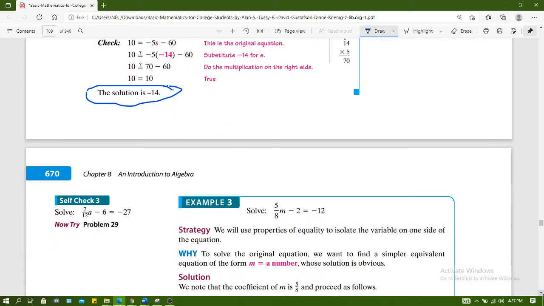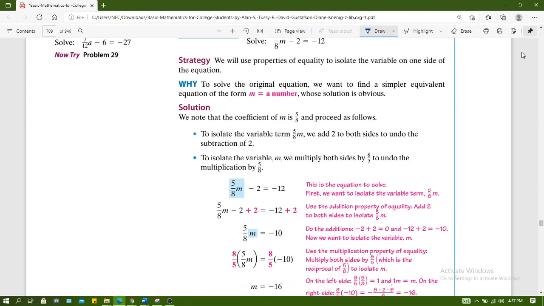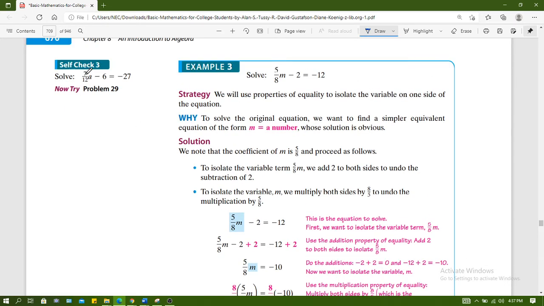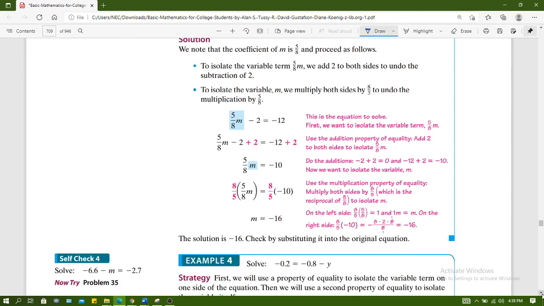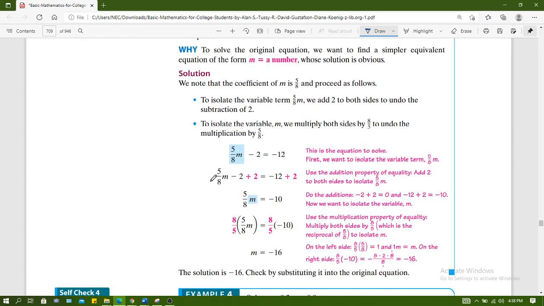Now let's proceed to example number 3. Okay, so we have now a fraction and a subtraction here and a negative numeral in the right side. So you may pause the video, copy the example and the self-check, answer them before proceeding to the solution. Okay? So you can do that now. Now let's proceed to the solution to check if your initial answer is correct.